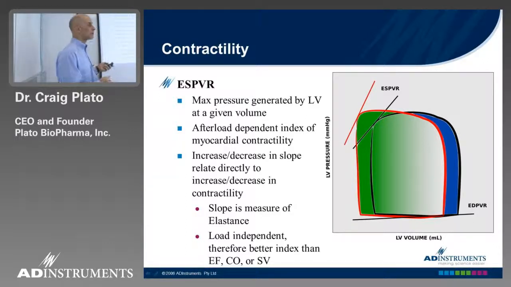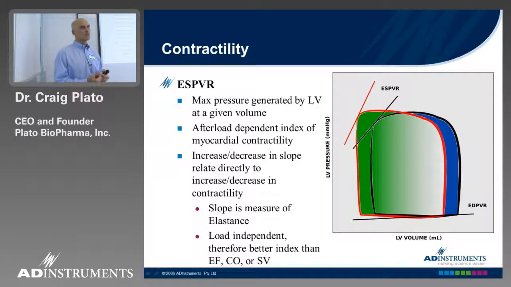ESPVR, the end systolic pressure volume relationship, is the maximum pressure generated by the LV at a given volume. And so you can see under normal conditions, we have a very steep end systolic pressure volume relationship. When we have cardiac dysfunction, we actually have a reduction in the slope of the ESPVR here. Again, it's an afterload-independent index of myocardial contractility, and a decrease in the slope is directly related to a decrease in contractility here. The slope of this line is a measure of elastance, and it is load-independent, so it's a better index, for example, than ejection fraction, cardiac output, or stroke volume.